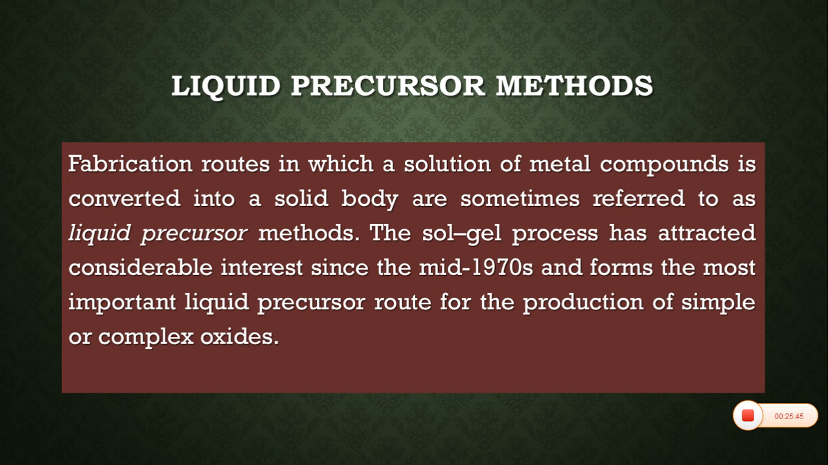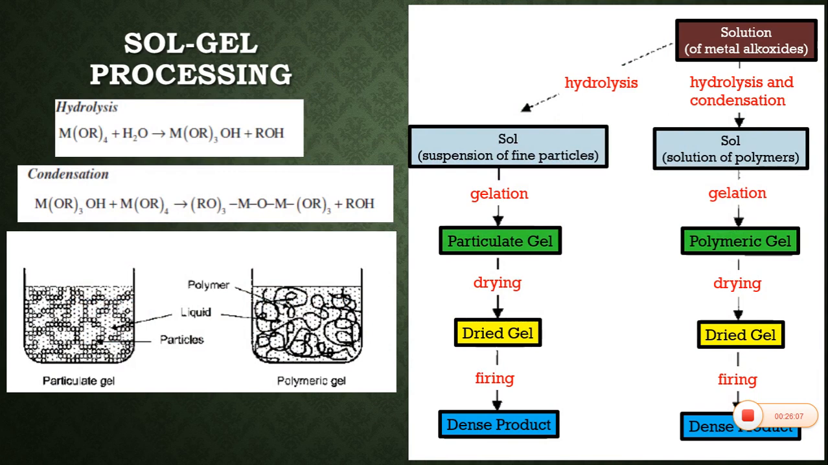In the liquid precursor method, the most popular method is the sol gel process, which has attracted considerable interest since the mid 1970s, and it is used for the production of simple as well as certain complex oxides. Now what is the sol gel process? Here you can see the flow chart illustrating the sol gel process.